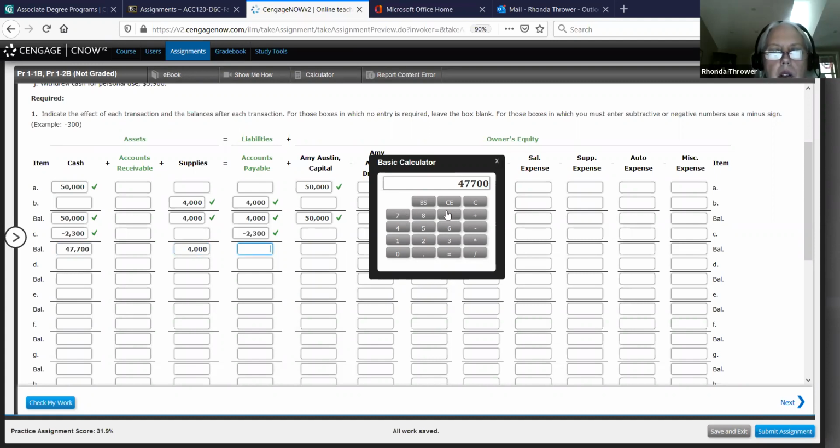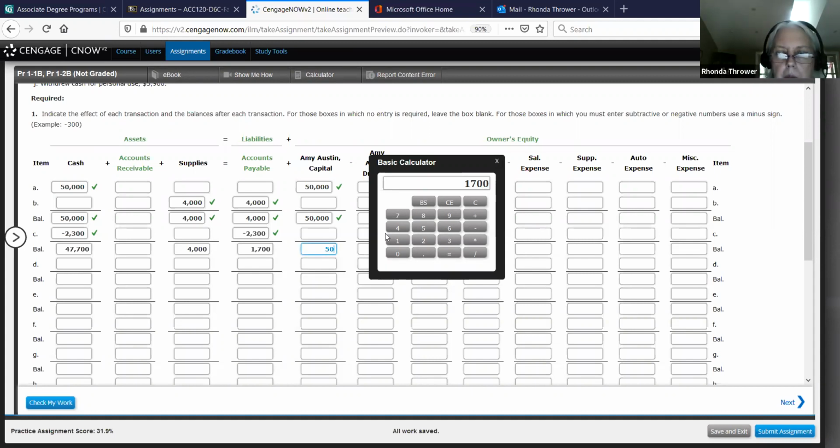But my liabilities were affected. The balance before this transaction was $4,000. I'm going to deduct $2,300 from that because we paid our creditors $2,300. We still owe them $1,700, which is reflected in our liabilities now on our books. But we only owe $1,700 now because we paid off $2,300 of that $4,000 that we originally owed.